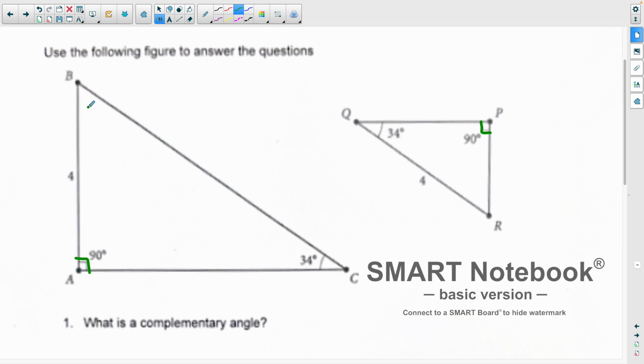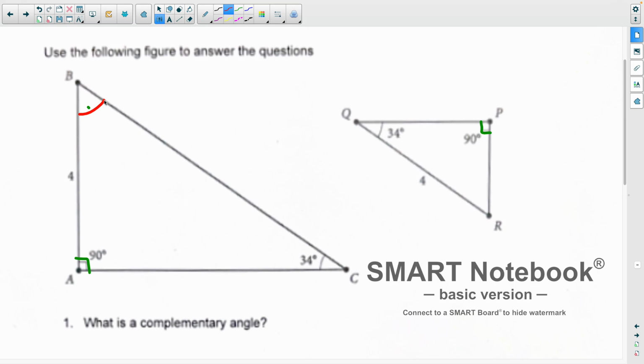Could you find this value right here for that angle? How would you find the value for that angle right there? Add 90 and 34, then subtract that from 180, because we know they all have to add up to be 180. So going back to a little bit of geometry here.